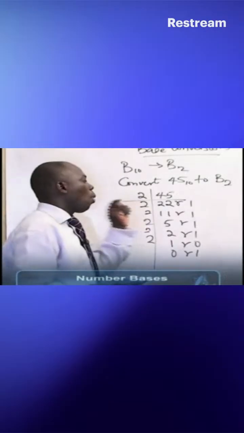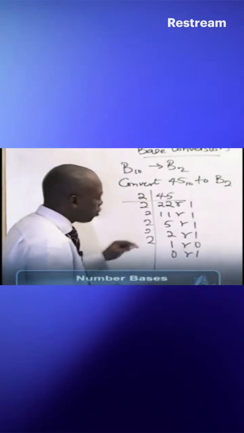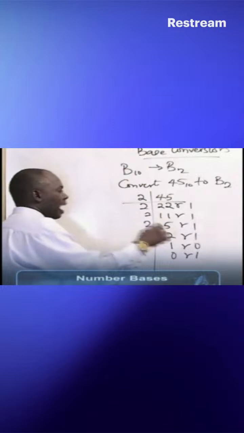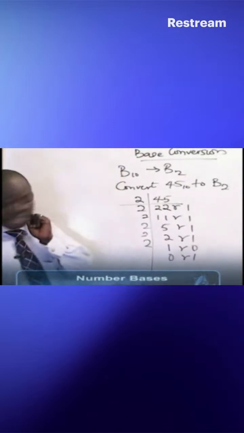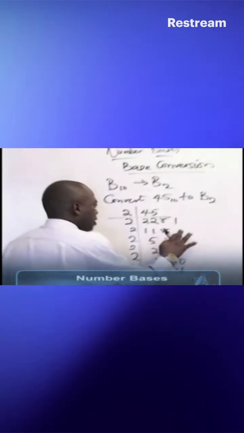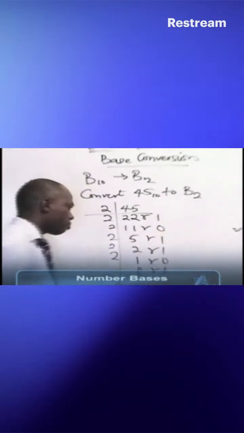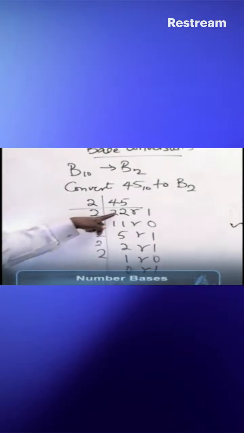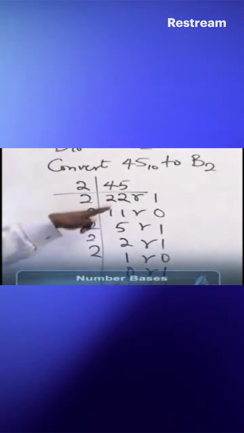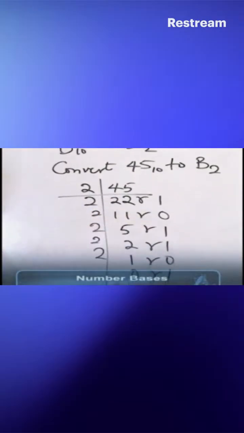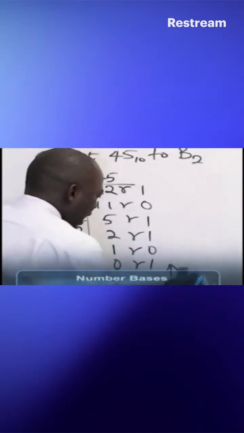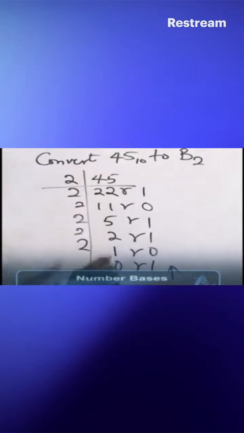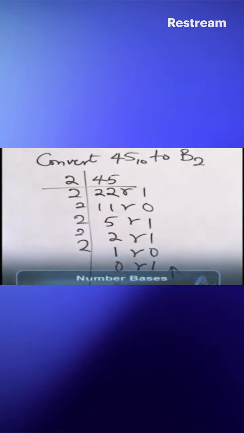Now, the one thing I want you to pay close attention to is how I will write out my answer. Sorry, this is 0. There is no remainder when you divide 22 by 2. It's 11 remainder 0.